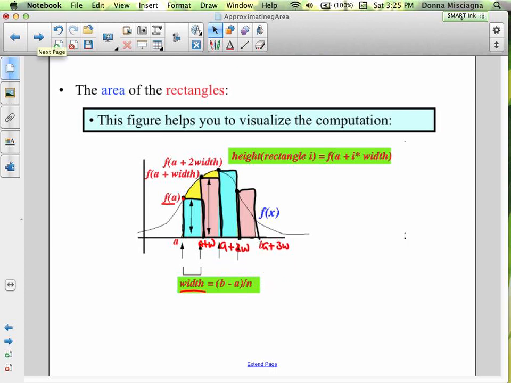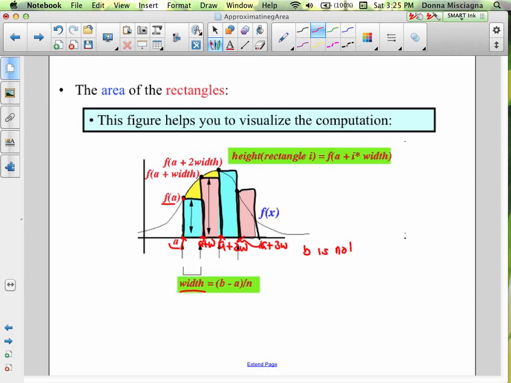So my writing is too big. Let me point out where they all are located. A is no problem, it's right there on our rectangle. A plus w is in the right location right there. A plus 2w goes there. A plus 3w goes here. Do you notice we didn't use b? B is not used.